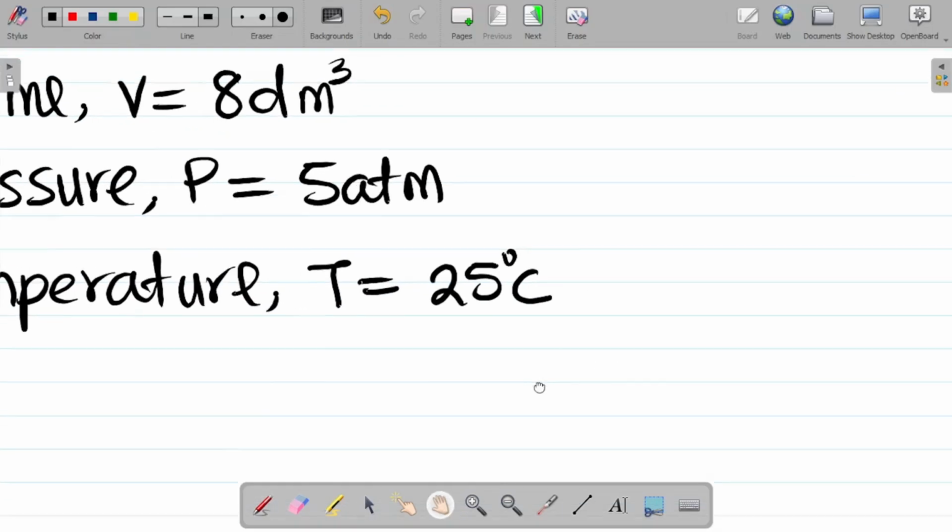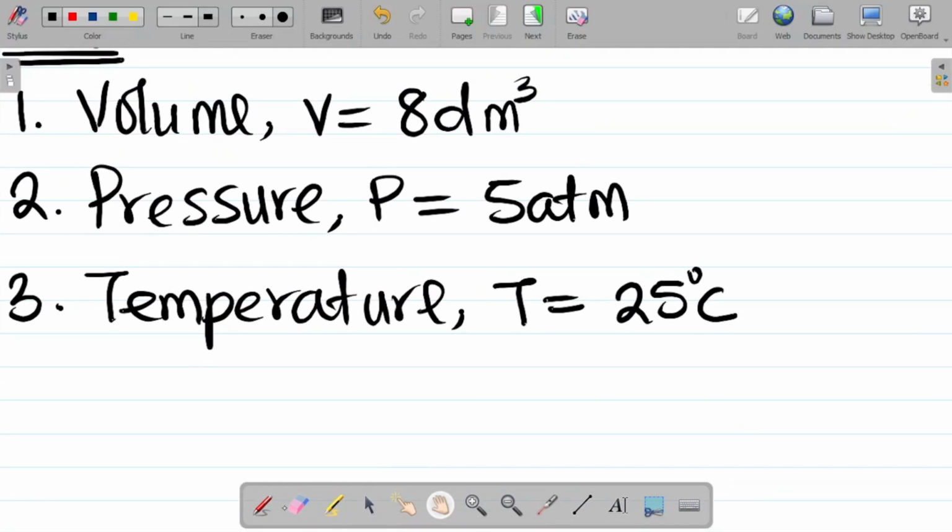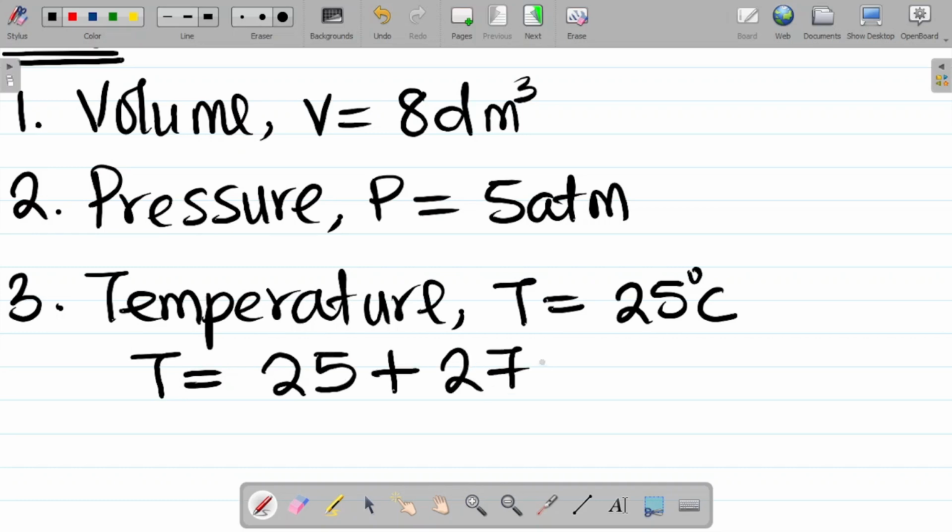Now we said we'll convert the temperature from degrees Celsius to Kelvin. That means T is equal to 25 plus 273. You add 273 to the value in order to convert it to Kelvin. If I get my calculator and punch 25 plus 273, I have my value as 298 Kelvin. So I have 298 Kelvin as the temperature.